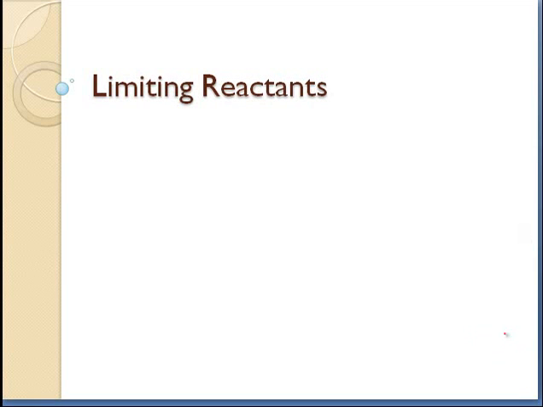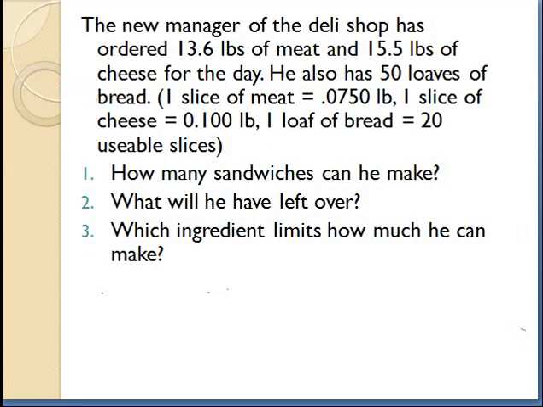Okay, in this podcast we're going to talk about limiting reactants. So let's talk about what that means. Let's say we have a manager of a deli. He's ordered 13.6 pounds of meat, 15.5 pounds of cheese, and he has 50 loaves of bread. And we remember the conversions we have for how much a slice of meat and cheese weigh.